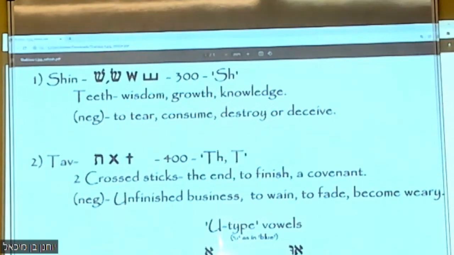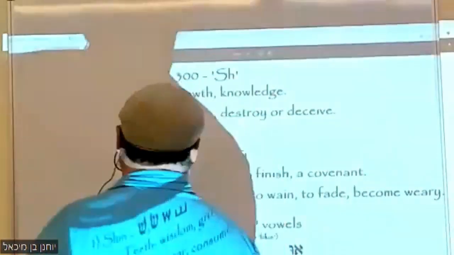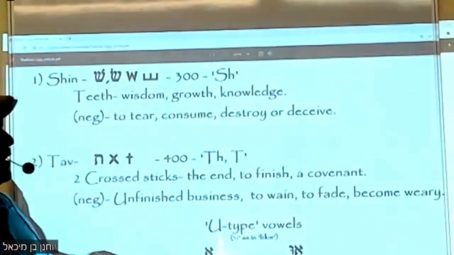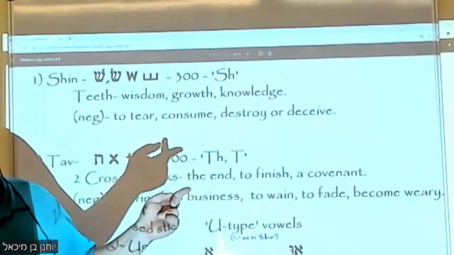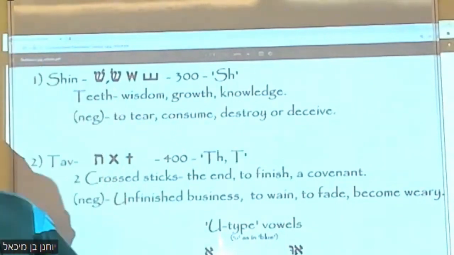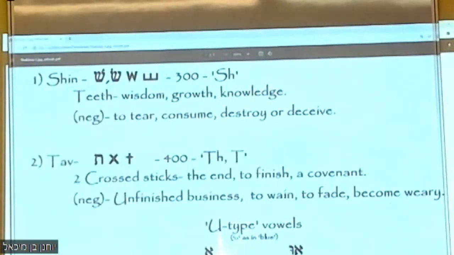All right, so we have the letter Tav, right? Now, you'll notice that it has two different T's here. You have a T and a TH. That's because back in the day, this had a TH sound attached to it, right? This is the last of the Beged Kafat letters. Now, in modern pronunciation, there is no TH attached to it, okay?